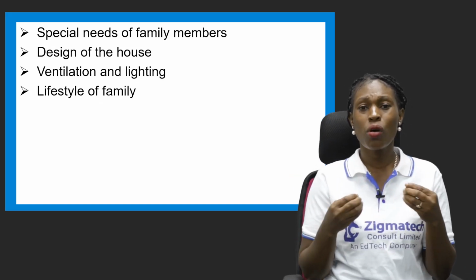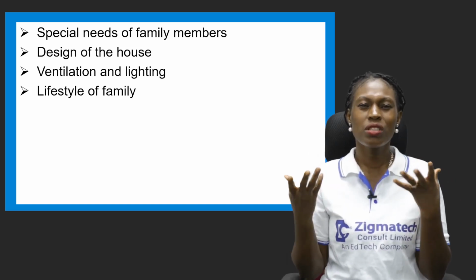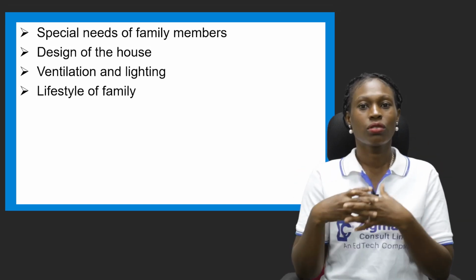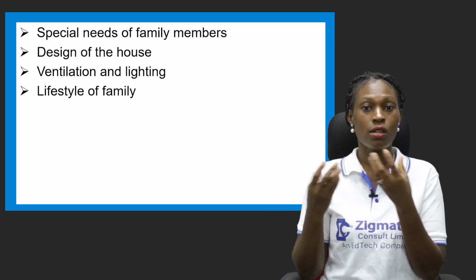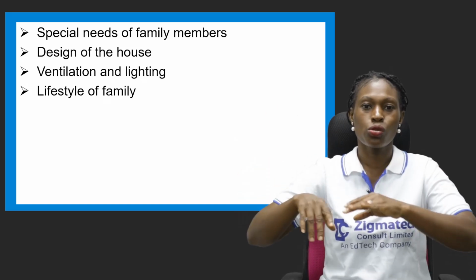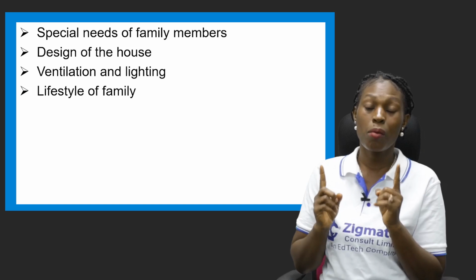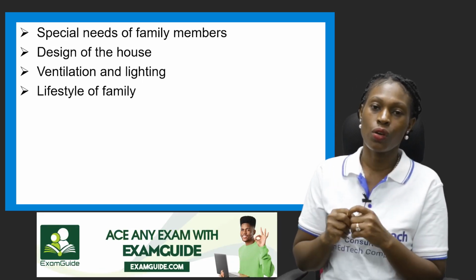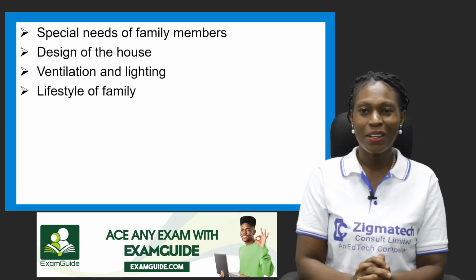Also, when you talk about special needs of the family, someone that maybe is blind, can't see so much, you wouldn't want to get a bigger space where the person wouldn't be able to navigate around the house. So special needs of the family members is considered when it has to do with the location and the choice of the family house. Now, another one is the design of the house.